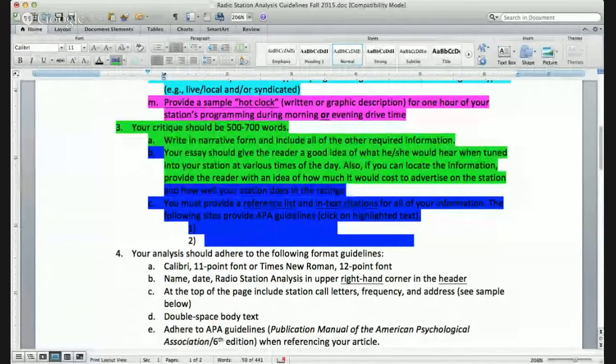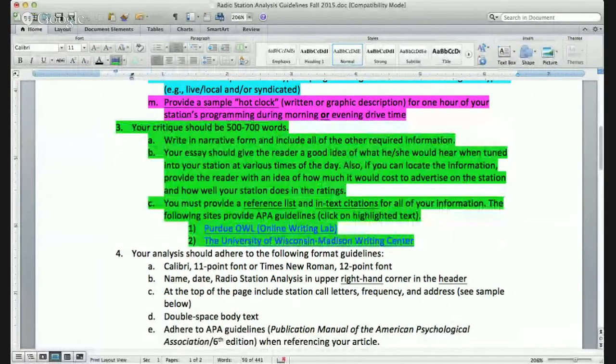All right, just having trouble highlighting. I don't know how to highlight anymore. There it is.